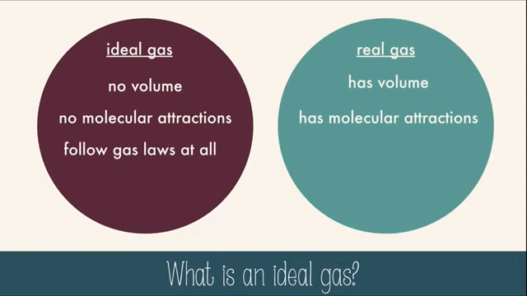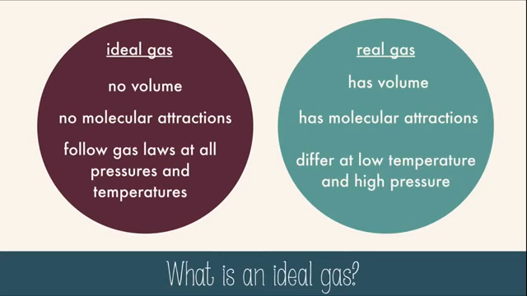Ideal gases follow the gas laws at all pressures and temperatures, and real gases will differ at low temperatures and high pressures. So basically, there's no such thing as an ideal gas. But real gases behave like ideal gases in many conditions. This is why we can still use PV = nRT, the ideal gas law.